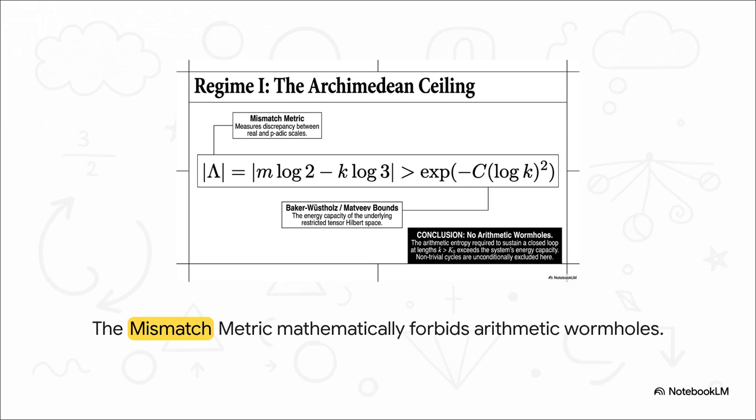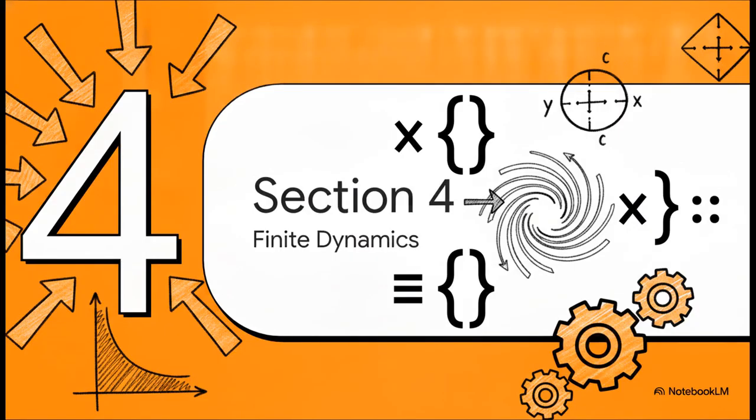This Baker-Wüstholz bound mathematically proves that the arithmetic entropy required to sustain a closed loop at these massive lengths vastly exceeds the energy capacity of the underlying space. It unconditionally forbids what the text calls arithmetic wormholes. Cycles out here, literally mathematically impossible. With the infinite horizons closed off, let's zoom in on Section 4, Regime 2, Finite Dynamics.